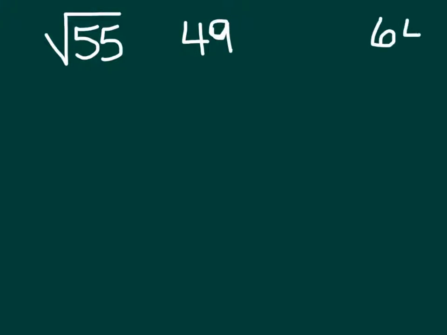So let's estimate the square root of a number such as 55. The way that you do this is you find the numbers that are perfect squares on either side of 55. For example, 49 is a perfect square, and the other perfect square around there is 64. Now the square root of 49 is 7, and the square root of 64 is 8. So we know that the square root of 55 is somewhere between 7 and 8.